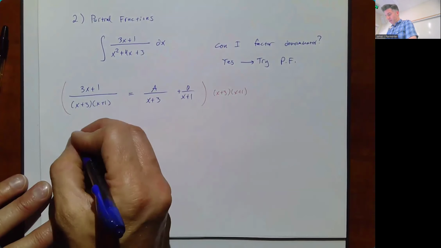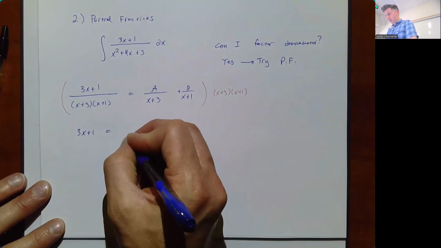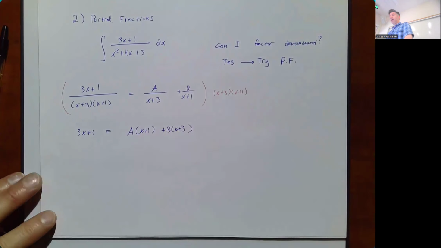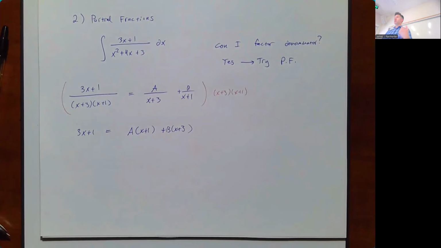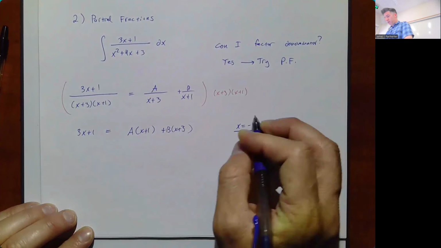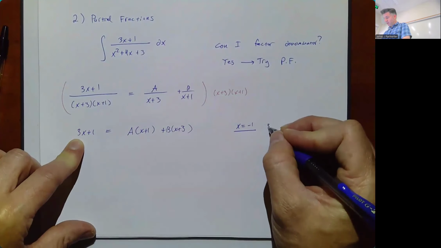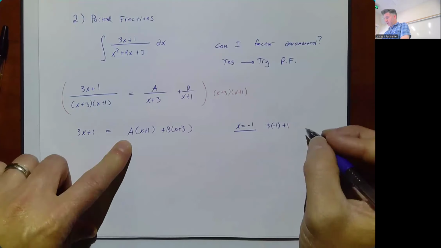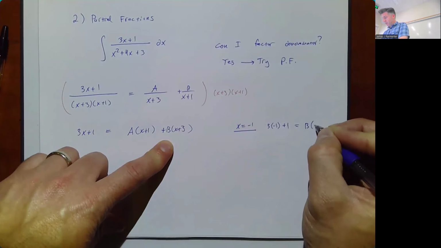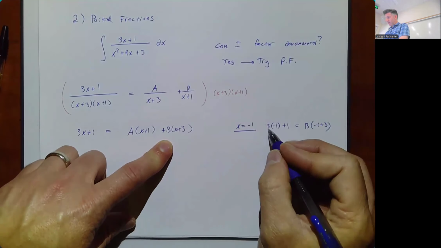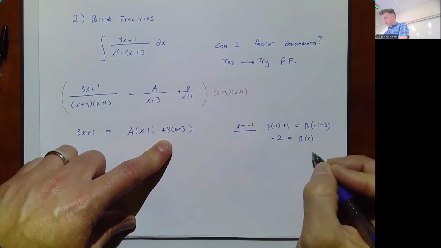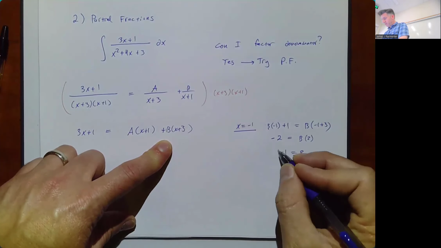On the left-hand side, we're left with 3x plus 1. Right-hand side, we have a times x plus 1 plus b times x plus 3. And then I would always recommend using the convenient values of x. So if we let x equal -1, we're going to get 3 times -1 plus 1 on the left. We're going to get a times 0, which I'm not even going to write. And we're going to get b times -1 plus 3. So then we have -3 plus 1, so -2 equals b times 2. So b is equal to -1.